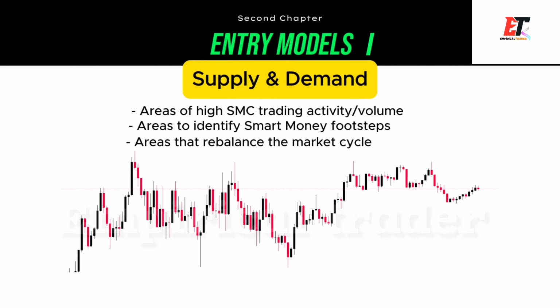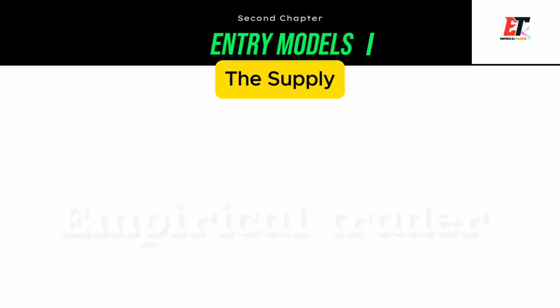Remember what we have said before. The market moves towards balance. We can apply this information because from this imbalance, the market will eventually try to rebalance itself. And the rebalance is indicated by two zones that we will talk about. These zones are called supply and demand zones. Let's start by explaining what the supply is.